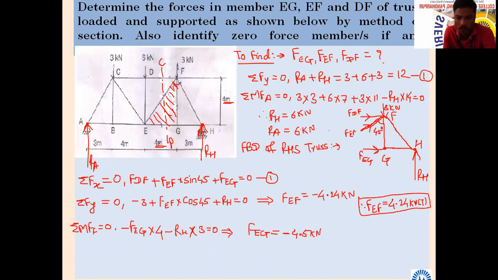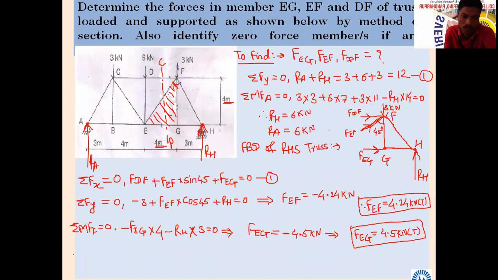4.5 kilonewton. Again, how have we assumed F_EG? कसं assume केला आपण F_EG? Compressive, towards the joint. Means we have assumed it is compressive, but actually it is away from the joint, means tensile. So actually कसा आहे? Tensile आहे. Okay, so F_EG equal to 4.5 kilonewton, which is tensile, no? Yes, sir.